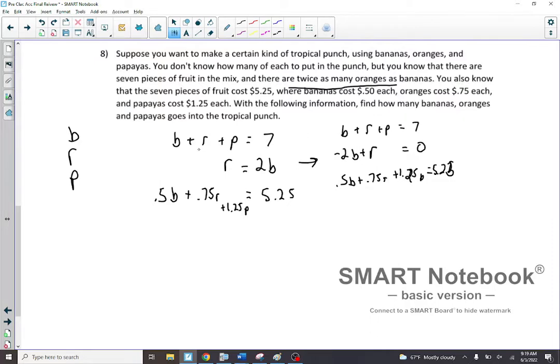2, 4, 1. So that indicates I have 2 bananas. Remember, since I put bananas, oranges, papaya this way, my answer is going to be bananas, oranges, papayas this way. So there is 2 bananas, 4 oranges, 1 papaya. Again, you're free to do it the long way if you wish.